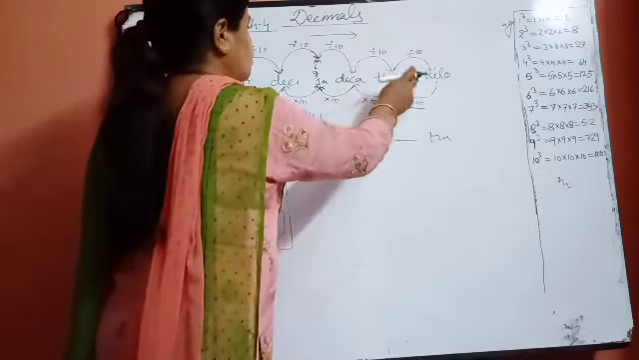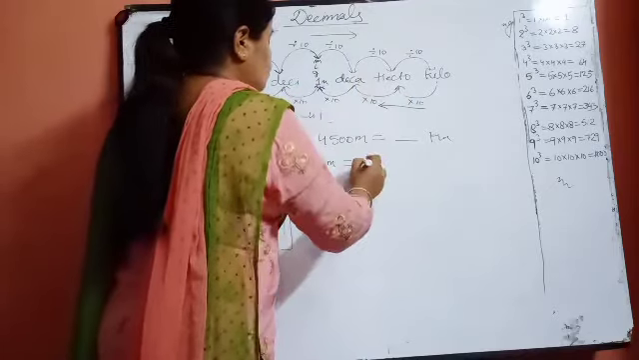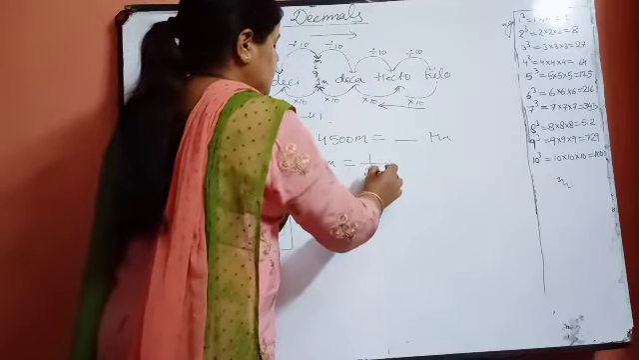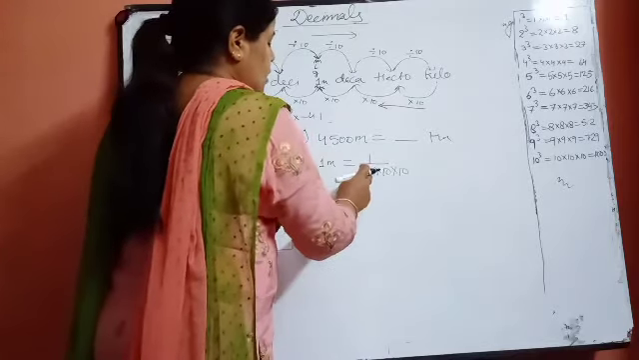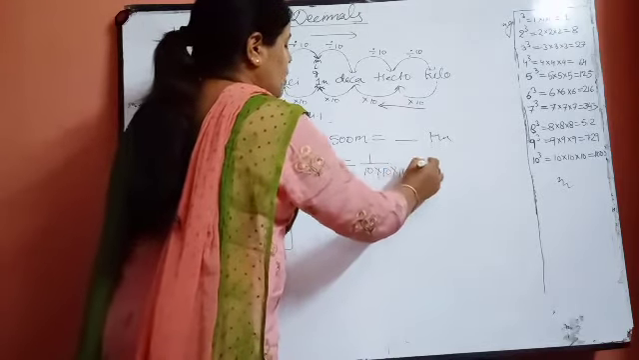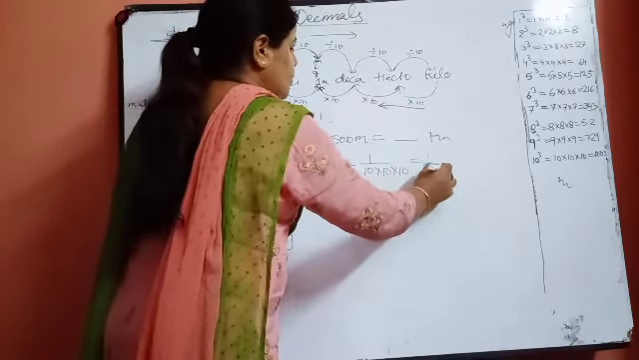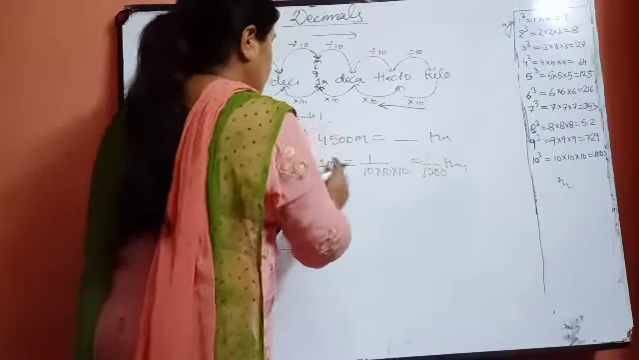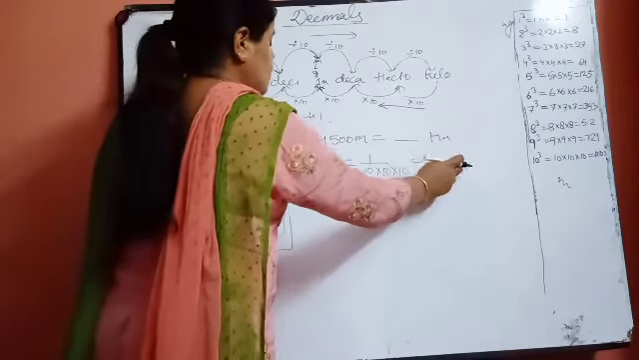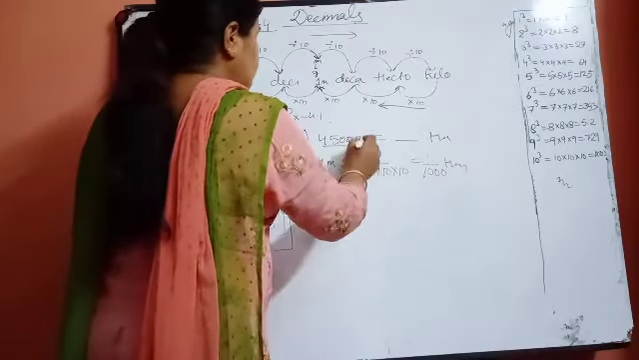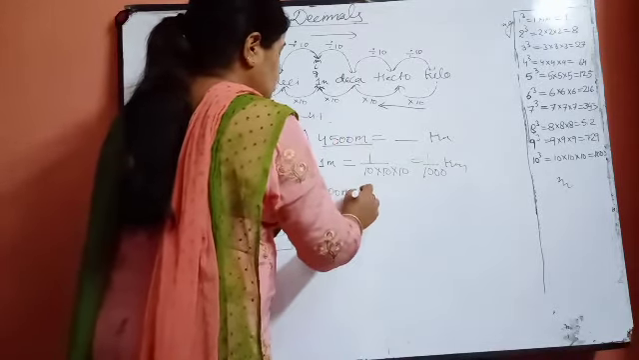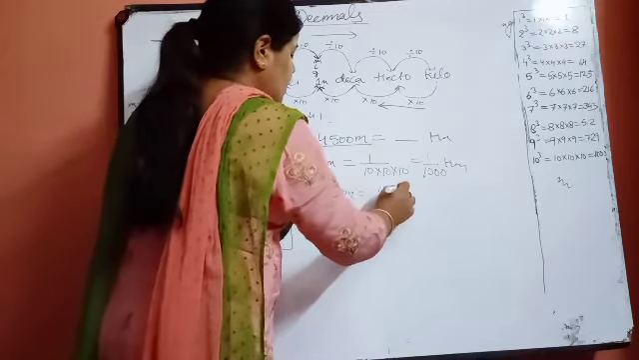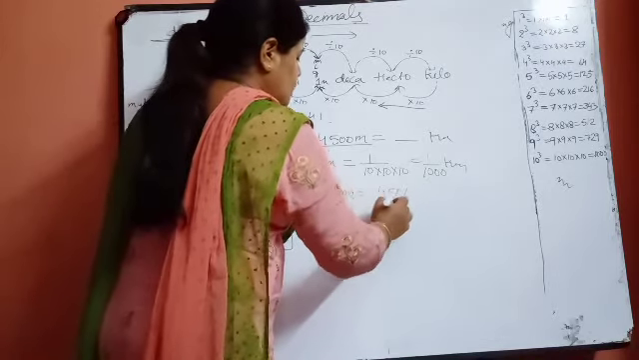So 1, 2, 3. From the upper side you are going. So 1 upon first 10, second 10, third 10. It will be divided. Okay, 10 into 10 into 10, so 1 upon 1000 kilometer. So 1 meter is equal to 1 upon 1000 kilometer. How many meter do you have to convert? 4500. So 4500 meter is equal to 4500 divided by 1000.